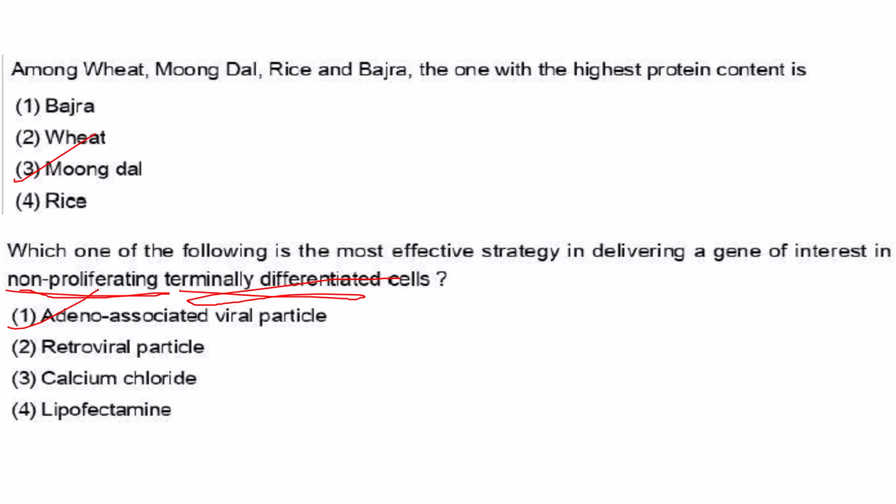Retroviral particles, they require cell division to integrate into the host genome. So it is not suitable for non-proliferating cells. Calcium chloride and lipofectamine, they are transfection methods and are effective in proliferating cells and not in non-proliferating cells. So that is also not correct.